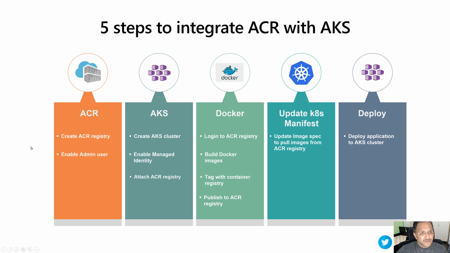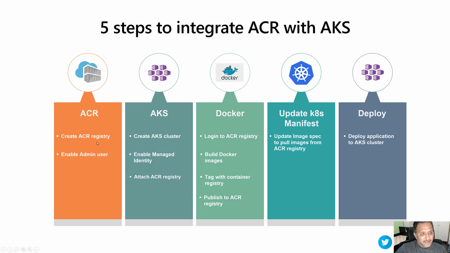So we went through a 5-step process to integrate Azure Container Registry, which is our private container registry, with the Azure Kubernetes Service, or AKS cluster. We started with creating the ACR, a private registry. We enabled the admin role on that particular instance of the ACR registry. Then we created a Kubernetes cluster, enabled the managed identity at the time of creation, and also attached the ACR registry which we created in step 1.